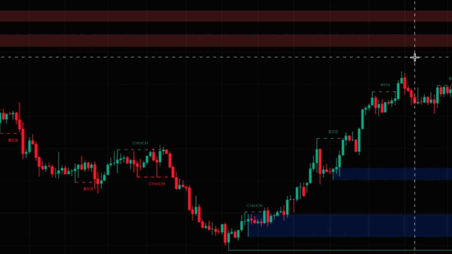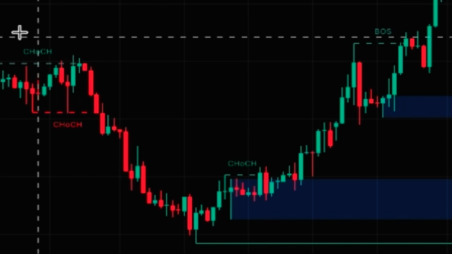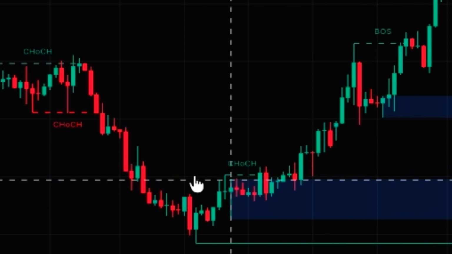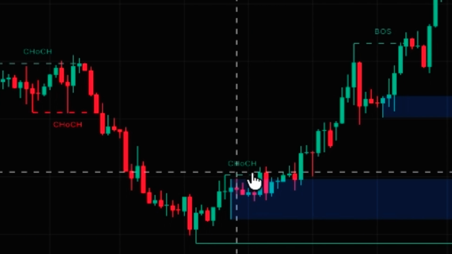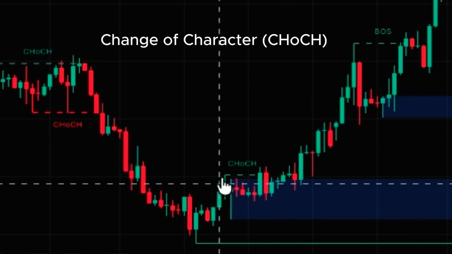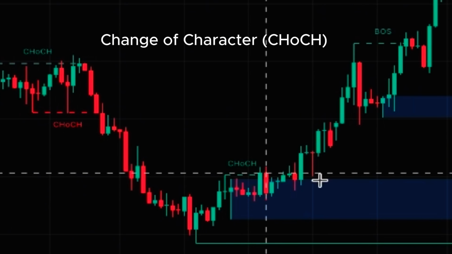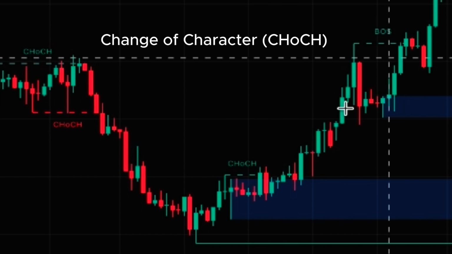Then we have another concept that is related to reversal or trend changing in the market, which is called change of character. Following a downtrend, when the last lower high is broken and we get a candle closed above the last lower high, this is called change of character and shown by CHOCH, and it's a signal that probably an upside reversal is forming in the market.